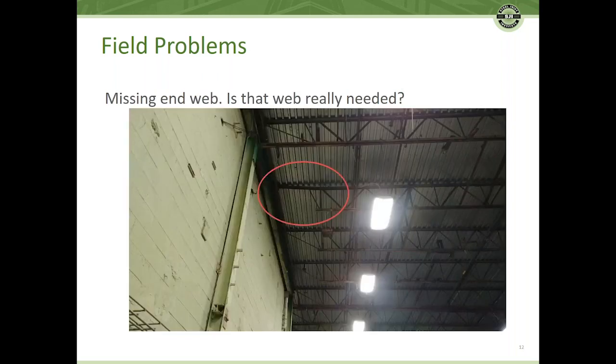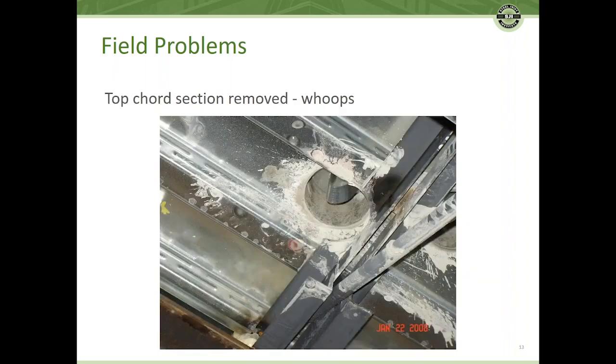Here's a situation where I don't know what happened, but the end web of that joist is missing, and obviously that is not a good situation. So something specifically is going to need to be done with that joist to help that joist act as it is intended.